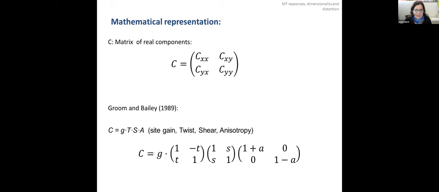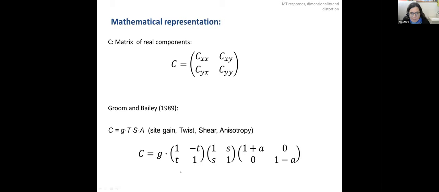This C is a matrix of real components, and Groom and Bailey describe this as the product of these four parts. G is a constant, the site gain, and twist, shear, and anisotropy are three matrices that contain the so-called parameters, the twist, shear, and anisotropy, which sometimes can also be understood as the tangent of three angles.